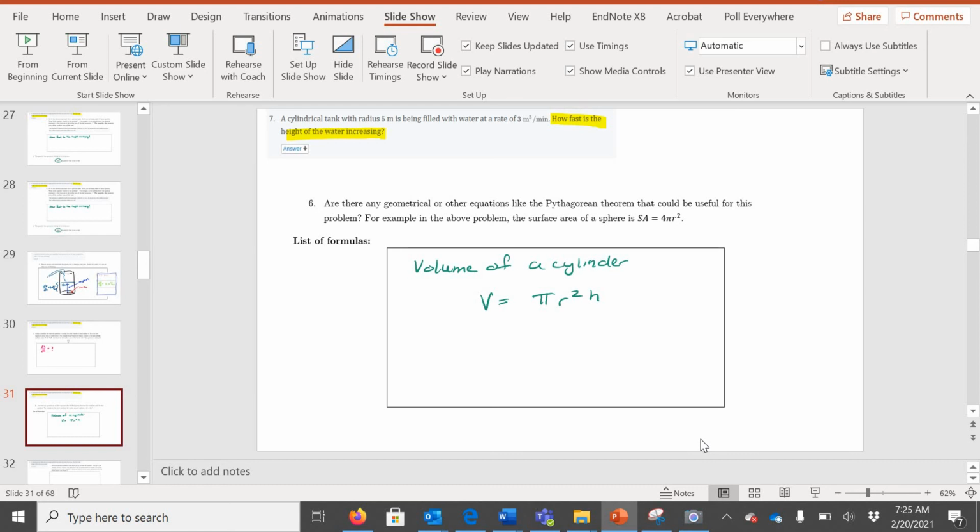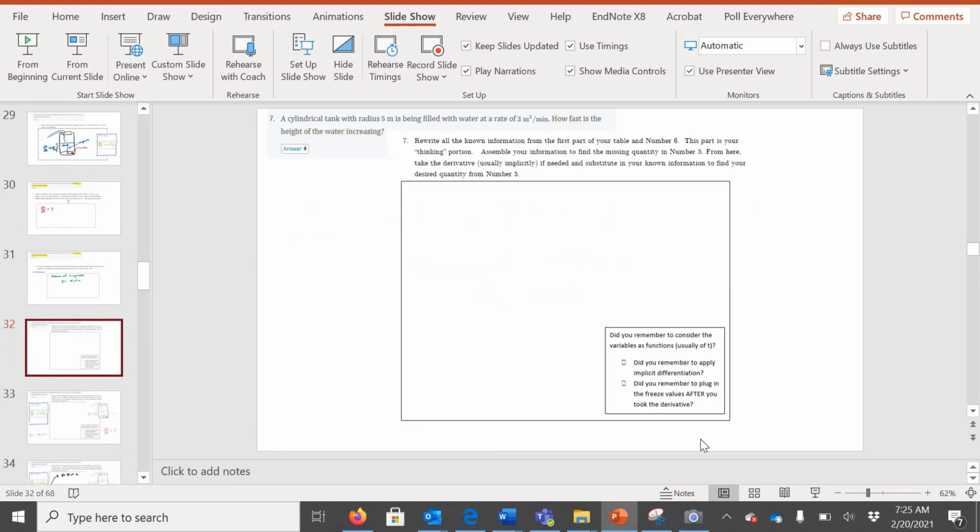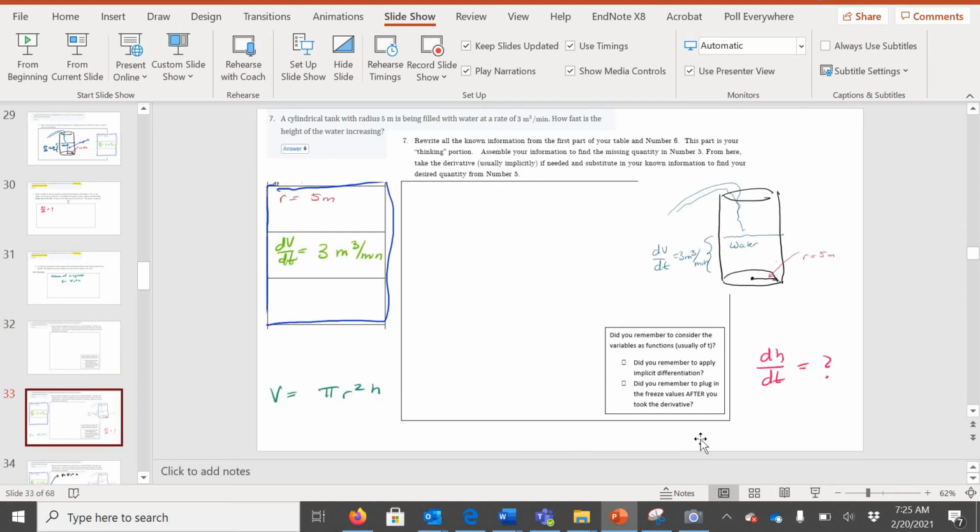Are there any geometrical equations that have to do with the volume of a cylinder? I do remember the volume of a cylinder always. It's pi r squared h. So that's my cylinder. I'm going to put all my information that I collected up. This is the right-hand side of number 1. This is the last problem I did, just looking at what formulas I have.